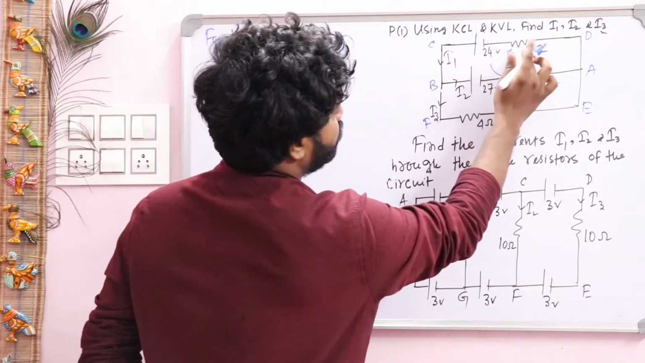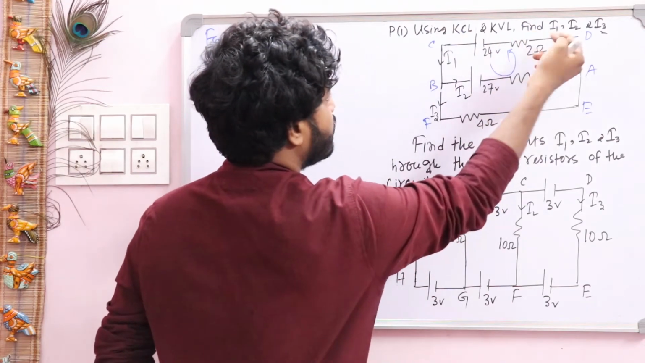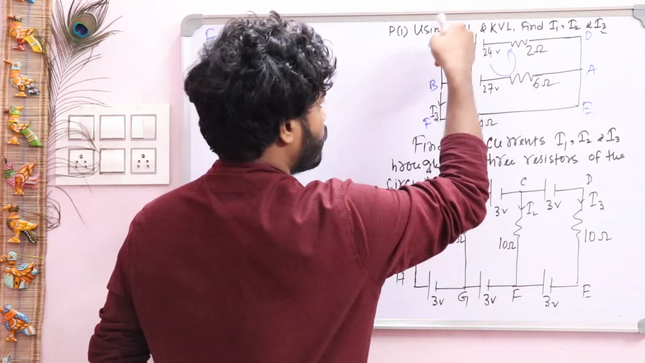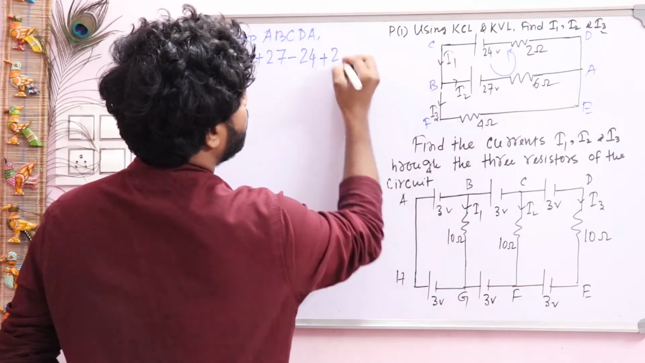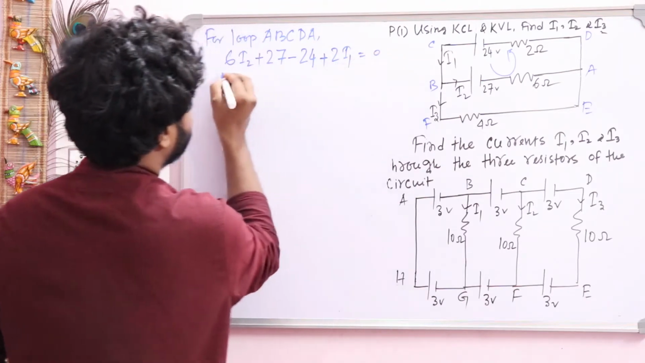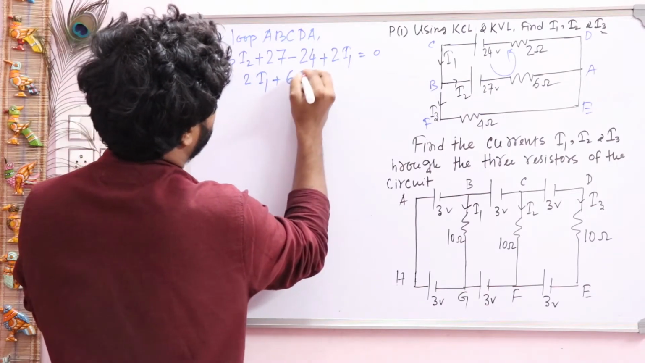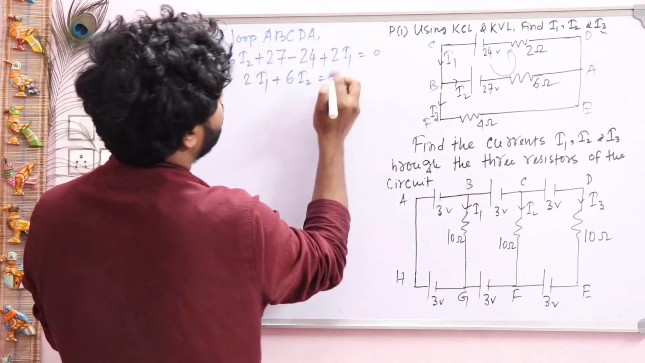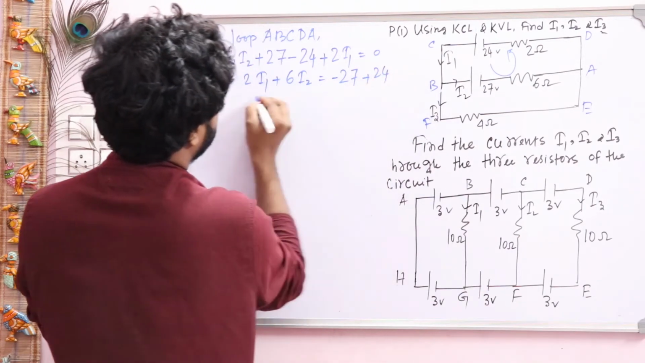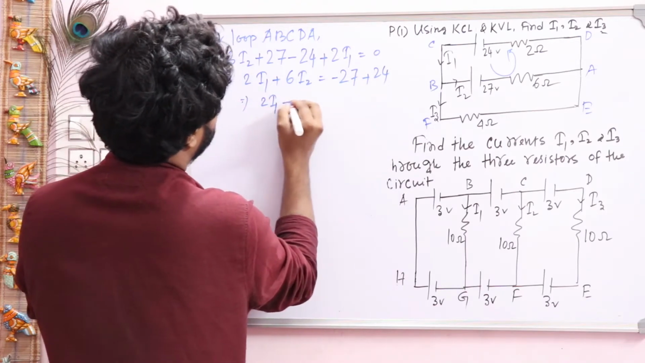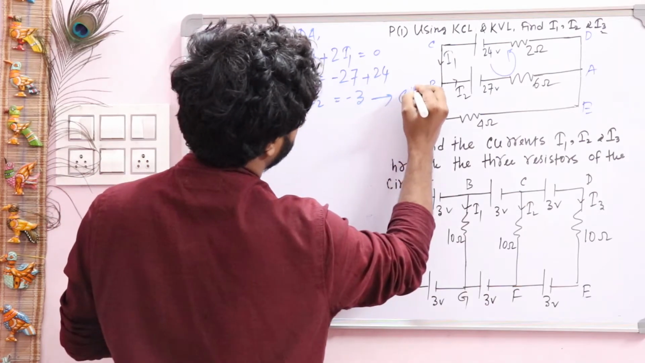And finally that is 2 ohm resistance, and current is directed, you just see your direction C to D and current is directed this way, so that is D to C, so this value will be also positive, that is resistance 2 and current I1, so that is equal to 0. Now simplify this one, so this one will be 2I1 plus 6I2, that is equal to, this one will be that side, that is minus 27 plus 24, so this value will be 2I1 plus 6I2, that is equal to minus 3. Suppose this is our equation 1.